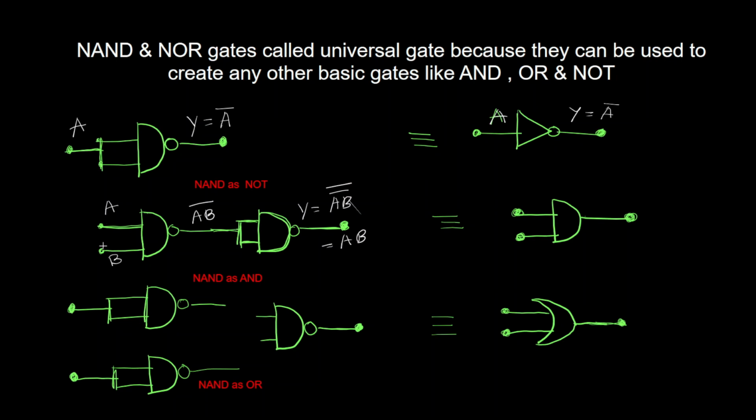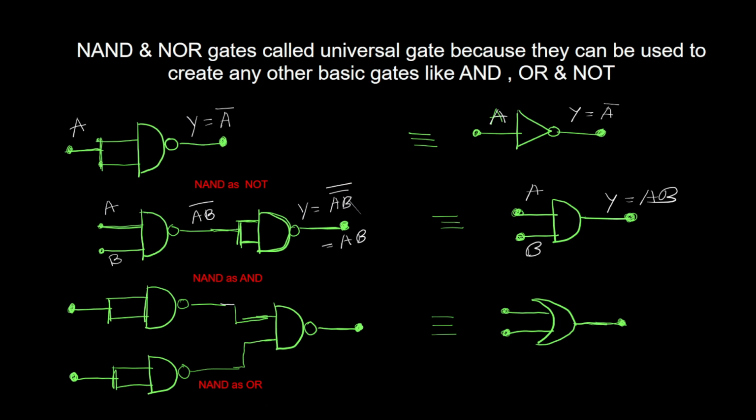This circuit is equivalent to an AND gate, where if we take A and B as input we get Y equals AB. Similarly, for this one, if we take two NAND gates and connect their inputs like this, and then connect this output and the output of this NAND gate like this, you will get an OR gate.